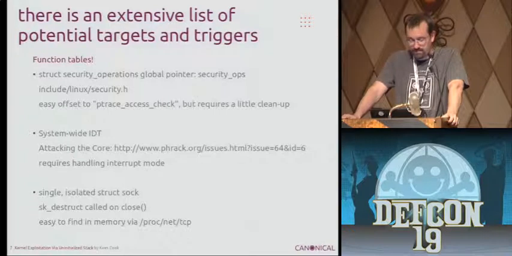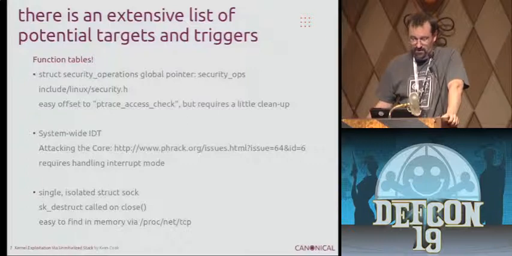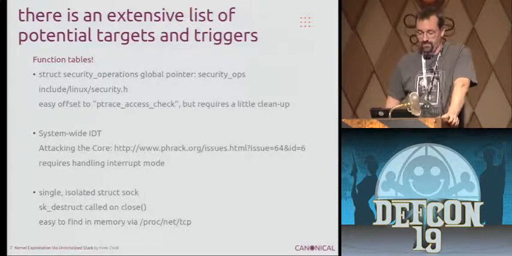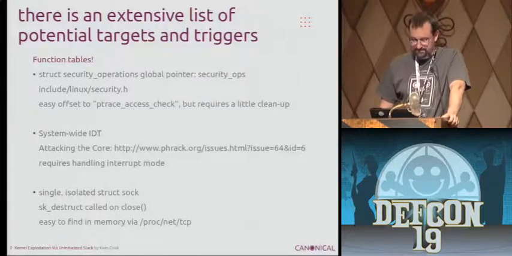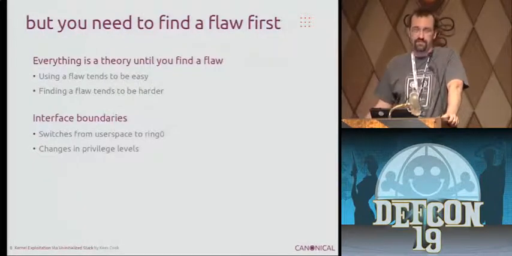But my favorite at this point is now using a single sock struct. So if you can create a socket, you've got the destructor when the socket goes away that gets called. And if you can overwrite that function when you close the specific socket, it'll actually run the code that you wanted it to run. And it's very easy to find that function because it's exported by the kernel for you to see. But all that's unimportant if you don't have a flaw. Obviously, you need that arbitrary write to begin with.